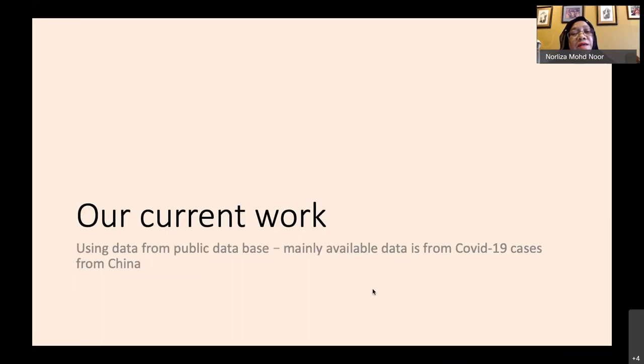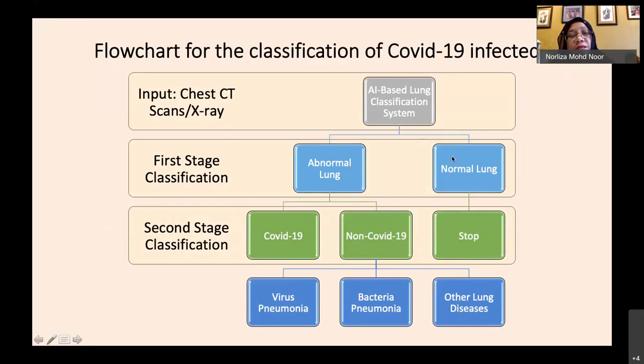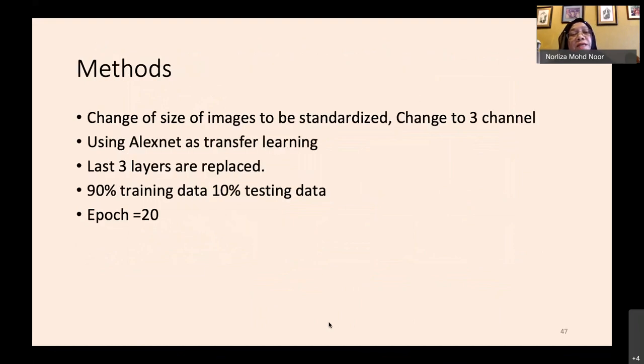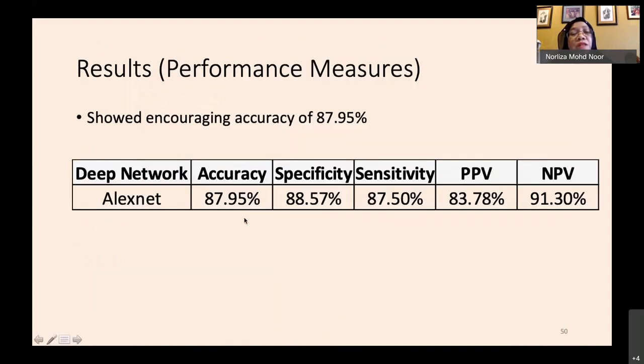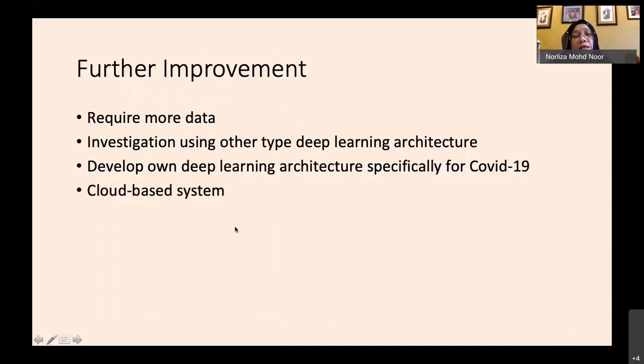All right, so roughly this is our strategy: the first stage is classification between abnormal and normal lung. Then the second stage is COVID-19 versus non-COVID, where we try to get the other types of disease. Right, so I think this is roughly our results. We got about 87.95%, so we need to increase to 90%. We still require more data. More data is available now compared to when we initially started. Also we need to investigate other types of deep learning architecture, and also develop our own deep learning architecture. And secondly, this is ongoing now. We are handling it on the cloud, using our cloud-based system.